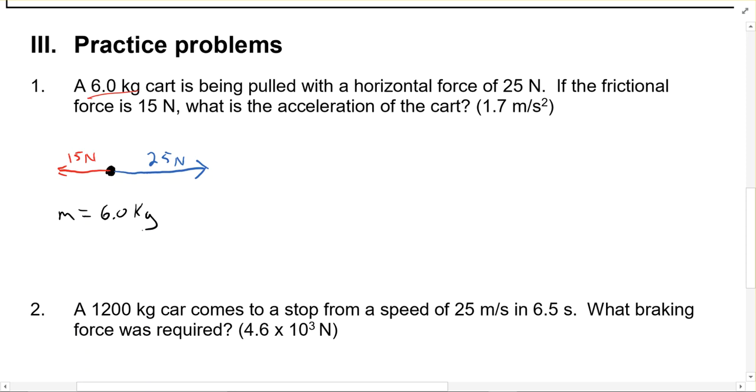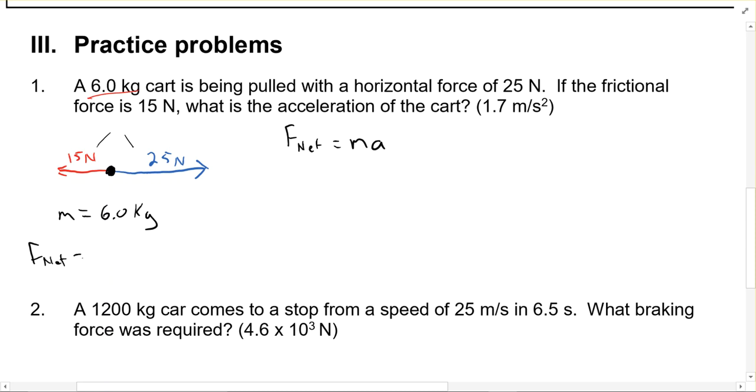So really, for most of these, we're going to be needing F net is equal to ma. So if I kind of figure out what I have here, I have mass. I'm looking for acceleration. Do I have F net? Well, no, I don't yet. So what I'm going to do is I need to figure out what the result is of these two forces. So I've got 25 is positive, 15 is negative. So maybe I'll just write this over here.